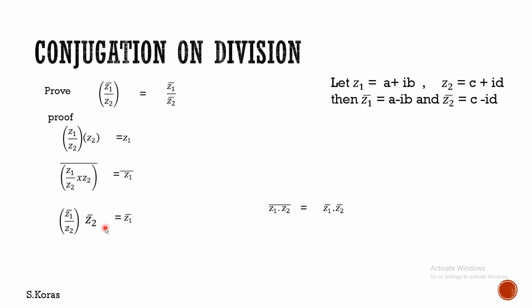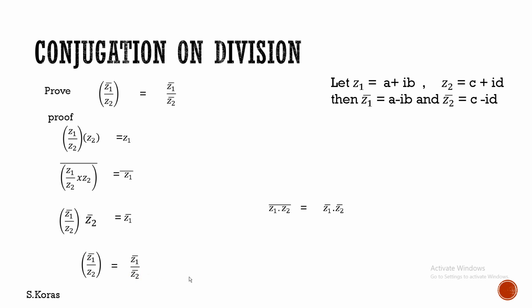Now, if this multiplication goes to that side, it will become division. So (Z1 by Z2) the whole bar is equal to Z1 bar by Z2 bar. So we have proved this in a different way. This is very easy to prove. So you must keep this technique in mind. That is a very important thing.